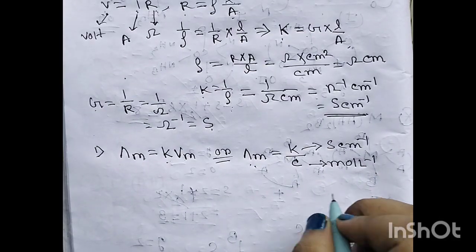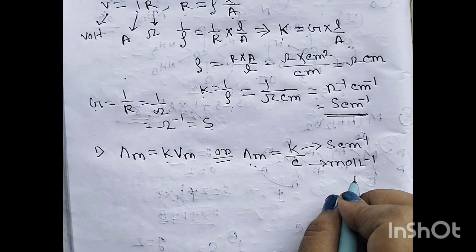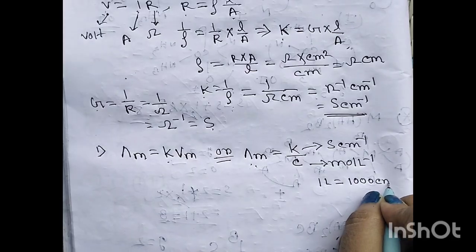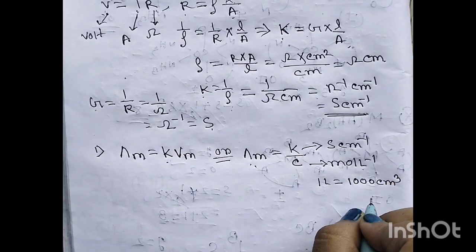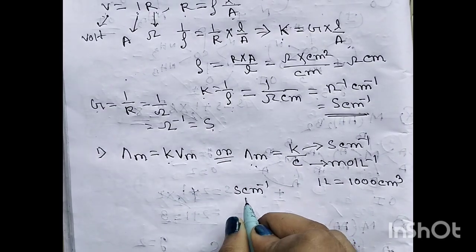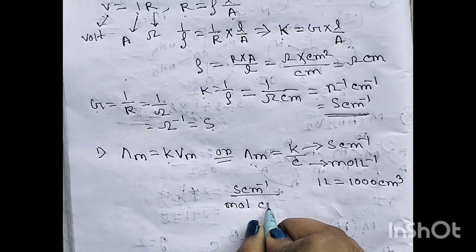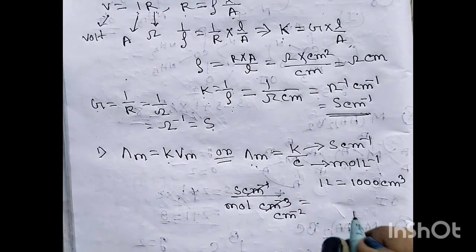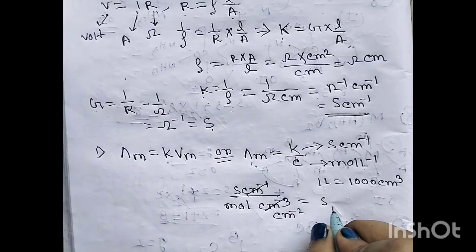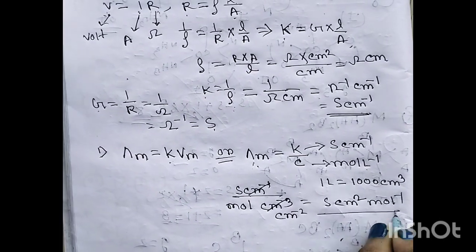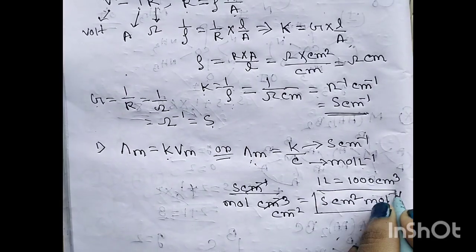हम जानते हैं लीटर को cm cube में चेंज करना पड़ेगा, ठीक है. सो लीटर को हम क्या लिख सकते हैं? 1 लीटर इक्वल्स टू 1000 cm cube. सो लीटर to the power minus 1 को हम लोग लिख सकते हैं, Siemens cm to the power minus 1 by mole into cm to the power minus 3, that means cm to the power minus 2. So the unit of lambda m equals Siemens cm square mole to the power minus 1. This is the unit of molar conductance.